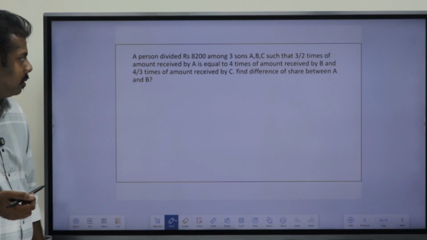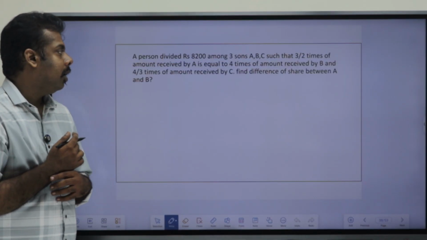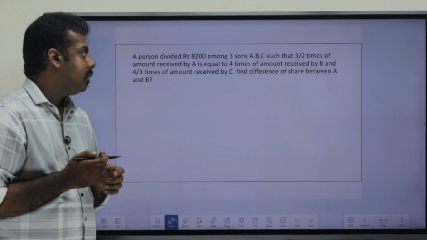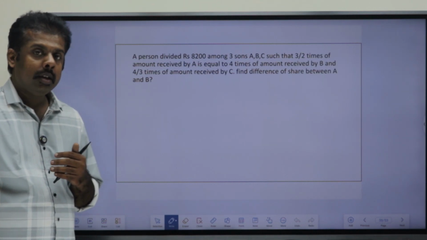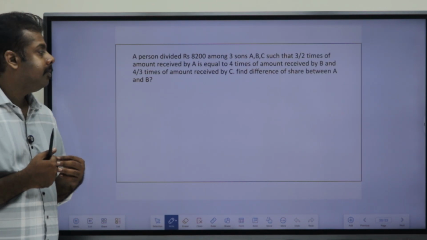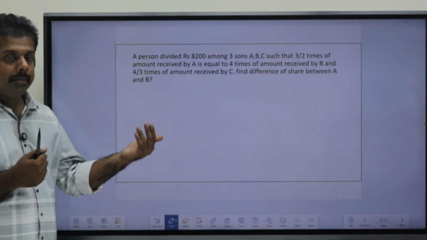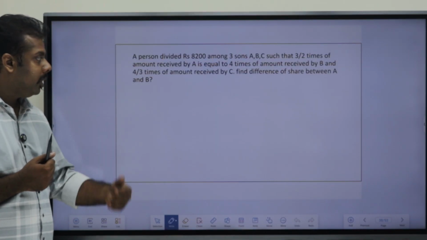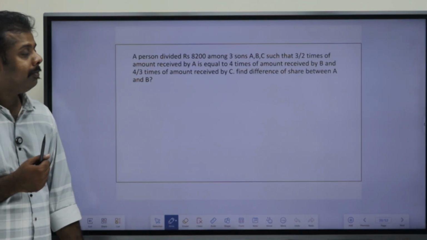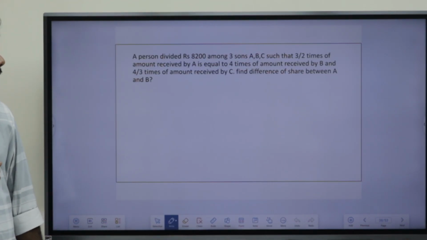Okay. Now, next question, just reading that: a person divided rupees 8,200 among 3 sons A, B, C, such that 3/2 times of the amount received by A is equal to 4 times of the amount received by B, and 4/3 times of the amount received by C. So, we have to find the difference of share between A and B.